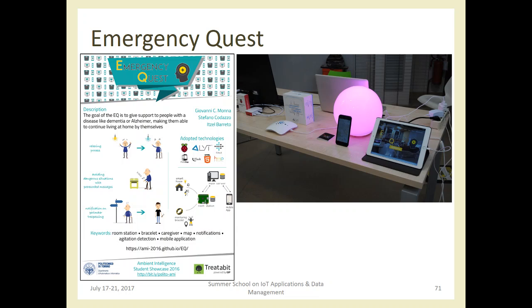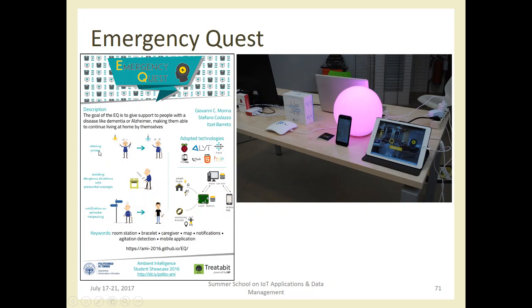Elderly people or people with Alzheimer's at home will be warned when they approach dangerous situations. So, if there is a sensor that sees that they go towards the kitchen, a voice will play, be careful with the fire, and so on. There are three use cases. Avoid dangerous situations.